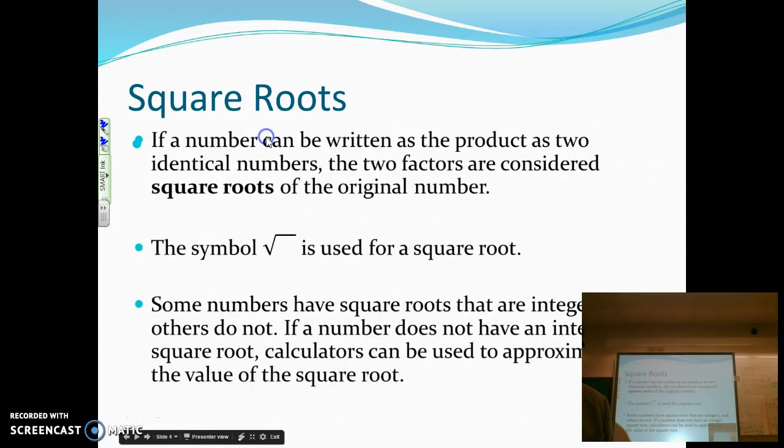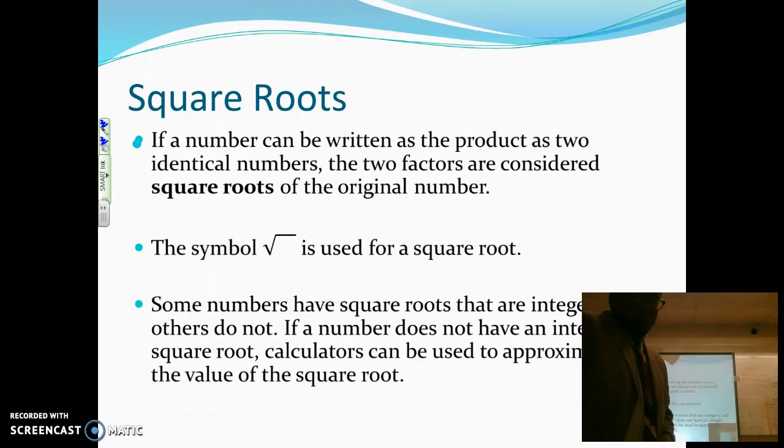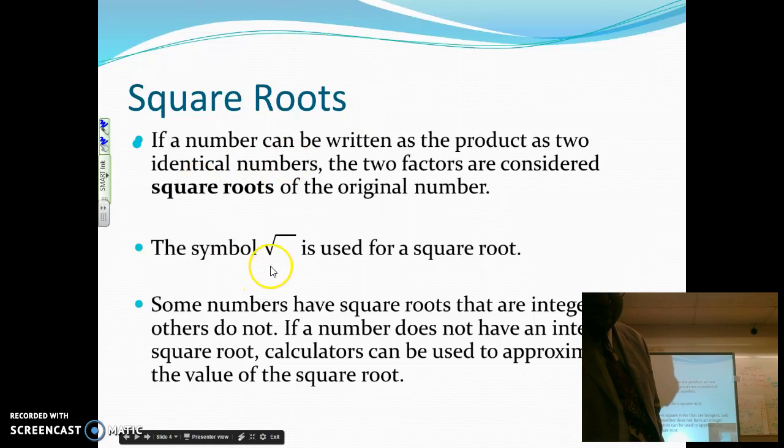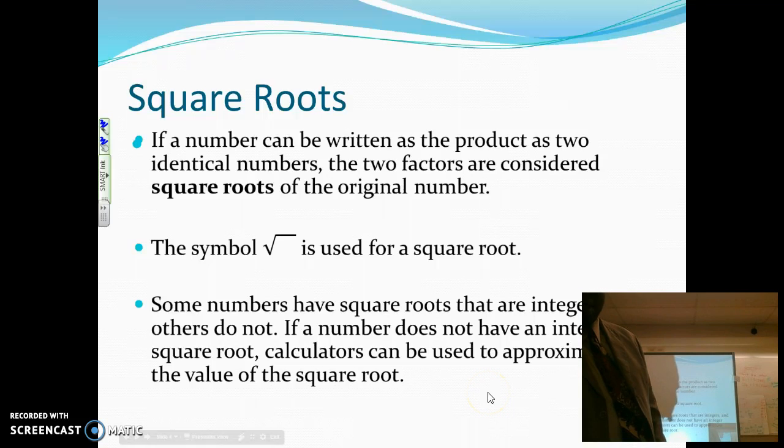Today we want to talk about square roots. And a square root: if a number can be written as the product of two identical numbers, then the two factors are considered square roots of the original number. All right? This radical sign is the symbol used for a square root. Some numbers have square roots that are integers and others do not. If it does not have an integer value, we can use the calculator to approximate what the square root would be.